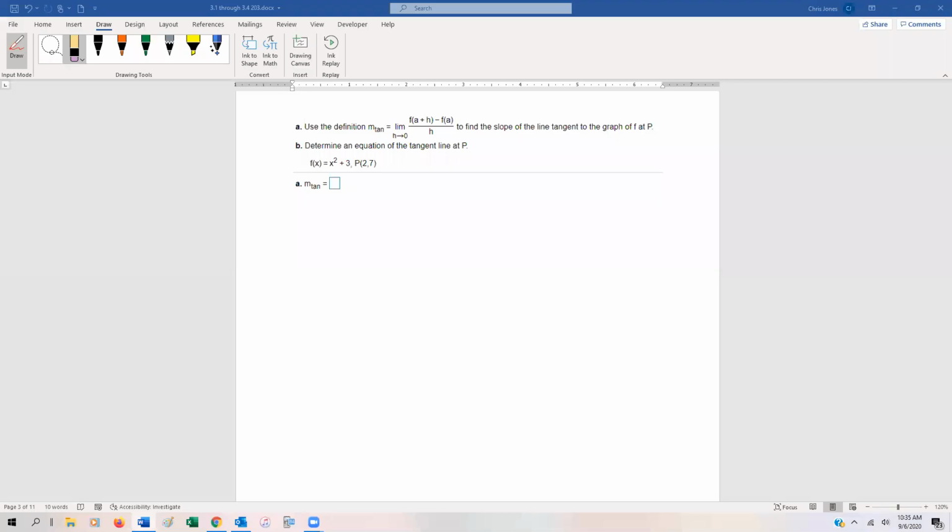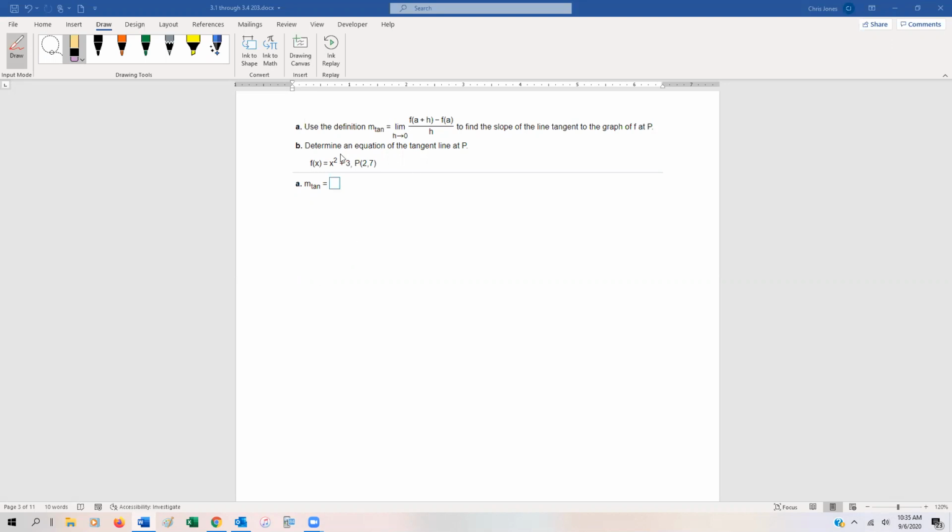Hopefully you have an opportunity to work through this problem, but if not, let's go through and see if we can use the very definition of the limit to find the tangent slope at a specific point, and then define the equation of a tangent line. And then we'll also graph this to make sure it makes sense to us.